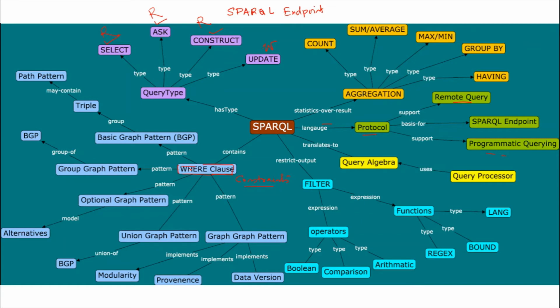So how can this where clause be specified? The where clause can be specified using a graph pattern. In the introductory lecture, I showed you a very basic structure of a SPARQL query.